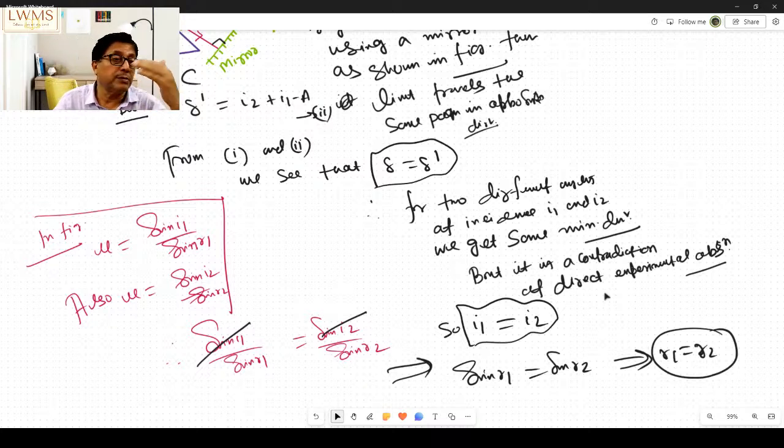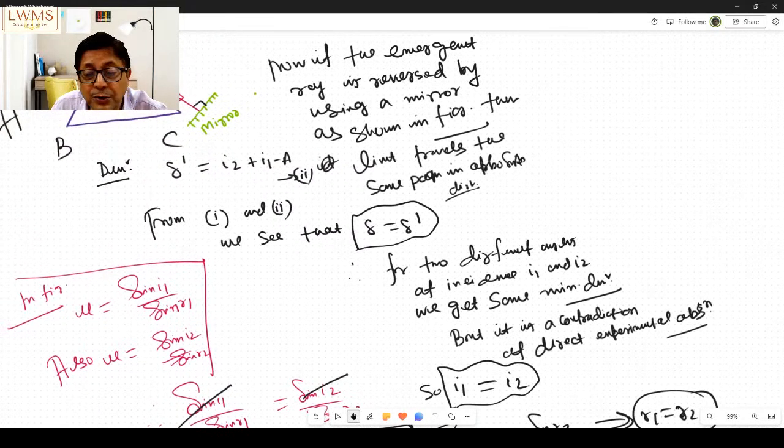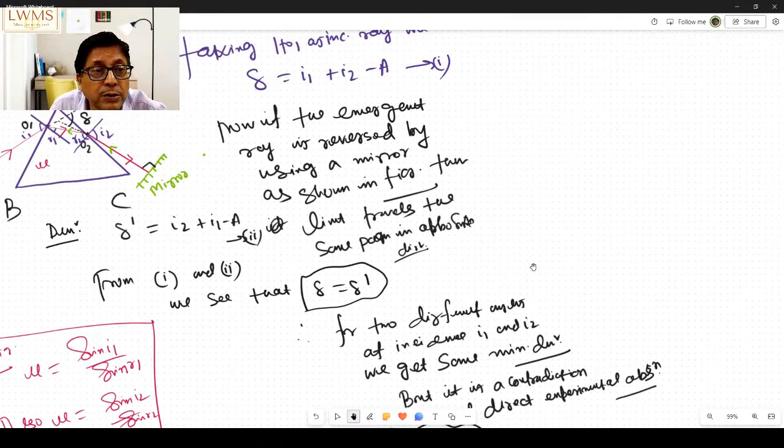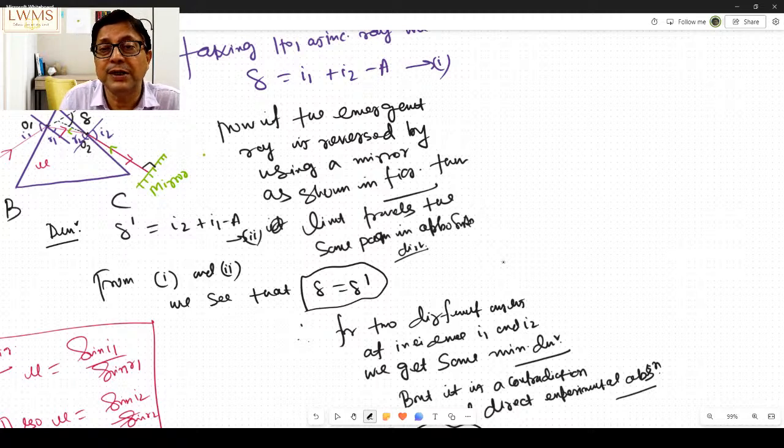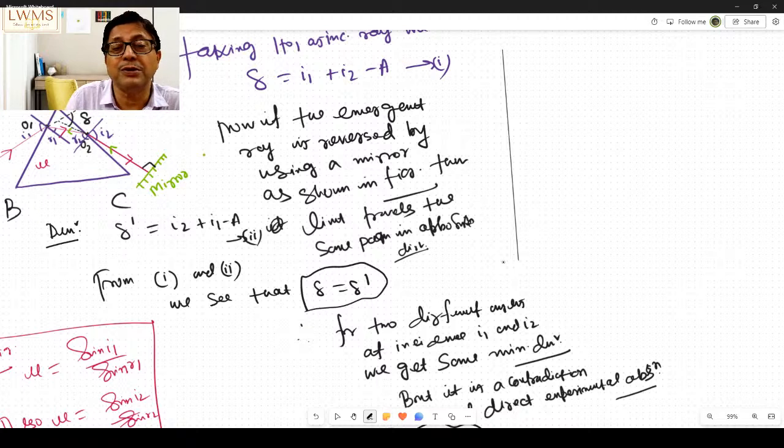Direct observation will tell you that the minimum deviation position is unique. Then by performing this theoretical experiment, you have proved that I1 should be equal to I2. Now all this discussion has some very good application. That I1 equals I2, we have proved R1 also equals R2.